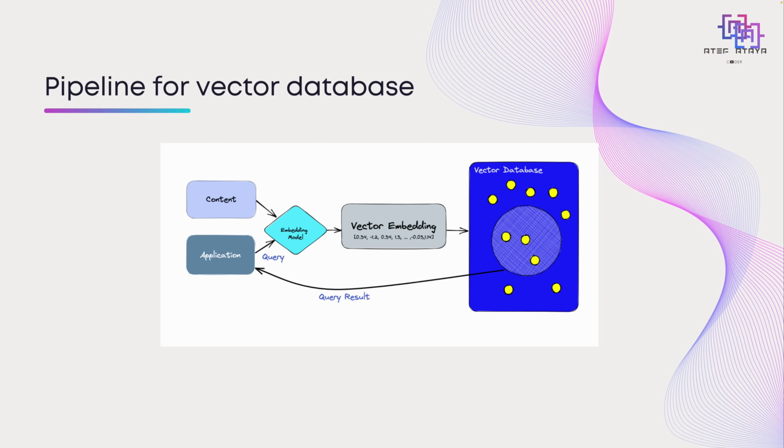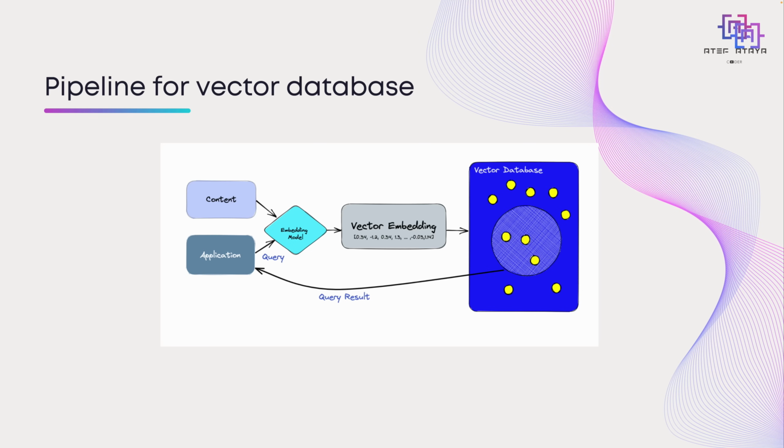This is done using an embedding model to create the vector embedding. The embedding model is used to create a vector embedding for the query. And this vector embedding is then used to query the database for similar vector embeddings. The similar vector embeddings are then associated with the original content used to create them.